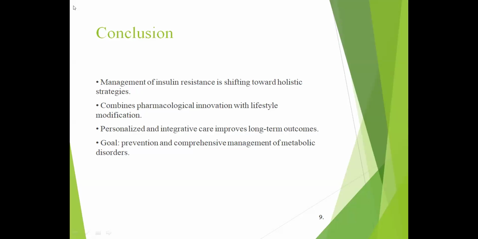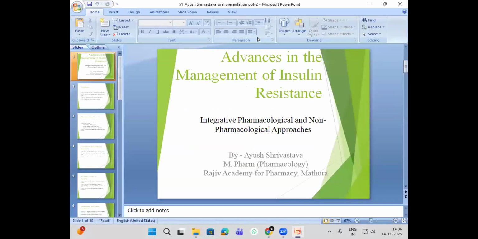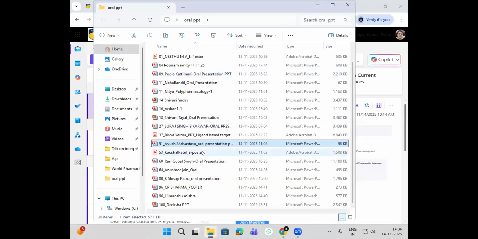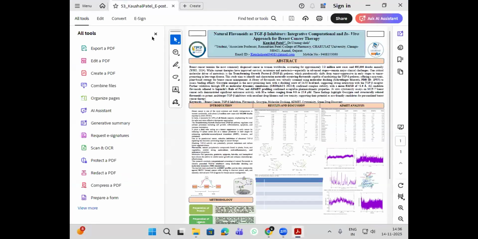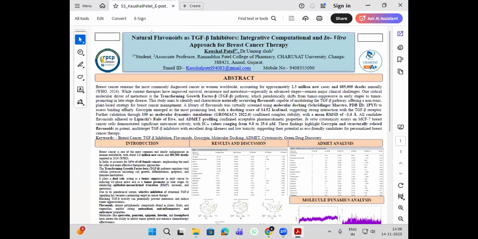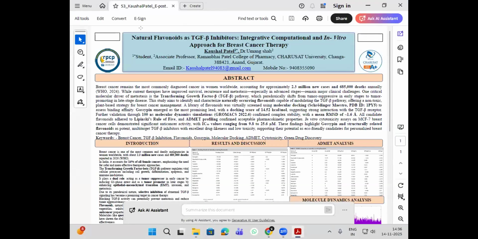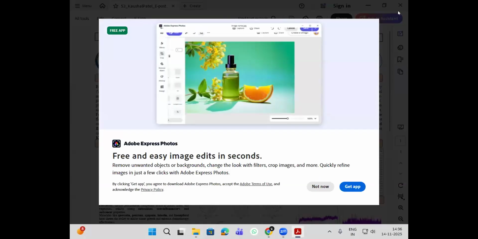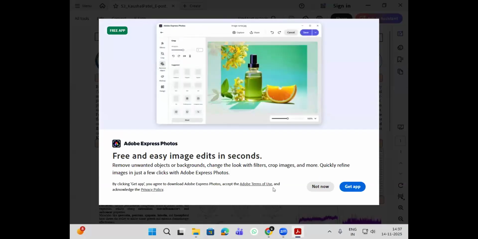Now I would like to invite Kaushal Patel for their poster presentation. Is Kaushal Patel here with us? Hello, sir. Am I audible? Yes, you are audible. I am sharing the slide. Am I audible, sir? Can I start, sir? Yes, sir, you can start.